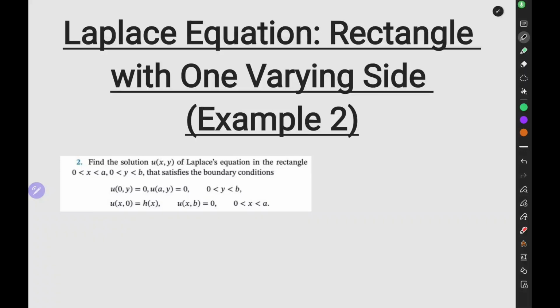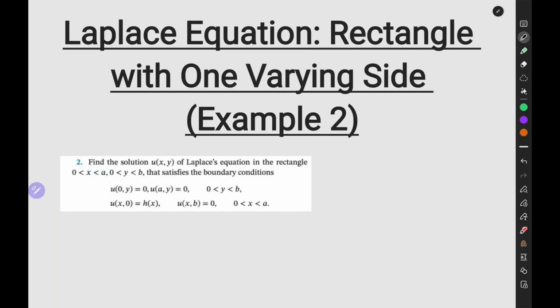Back to some more PDEs. This is almost just like example 1, except the h of x is on the bottom boundary instead of the top boundary. And let me tell you, that little change makes the problem so much harder.